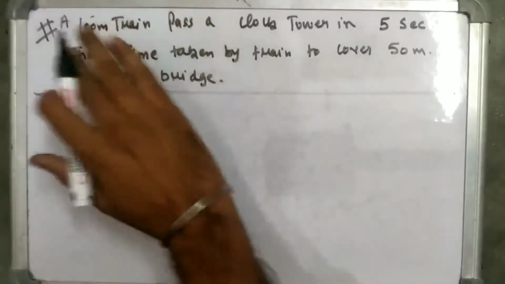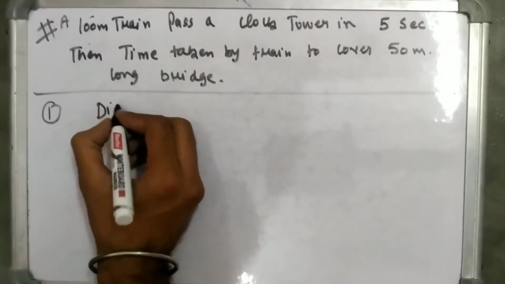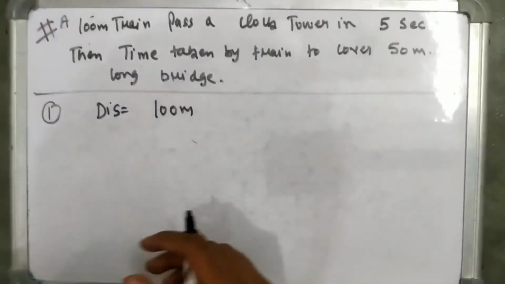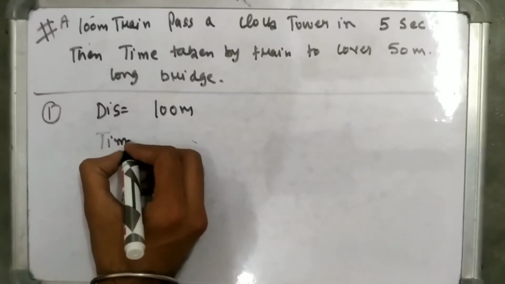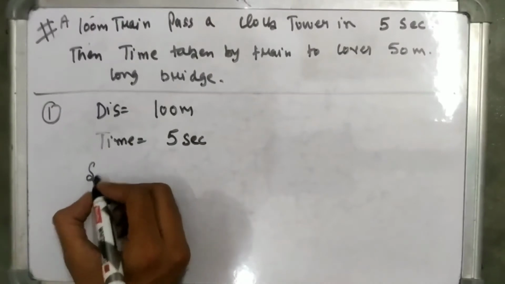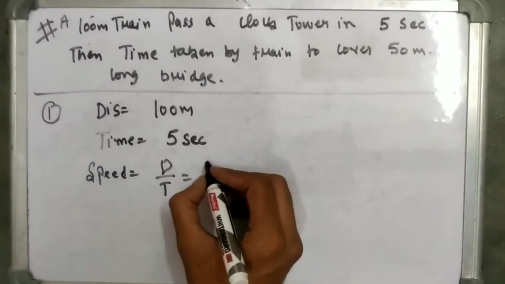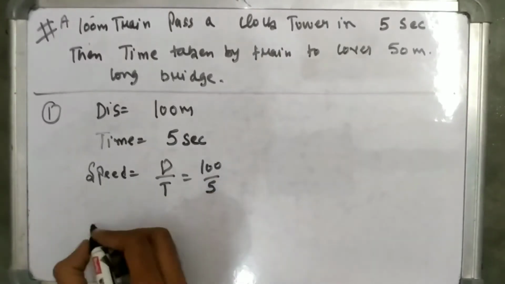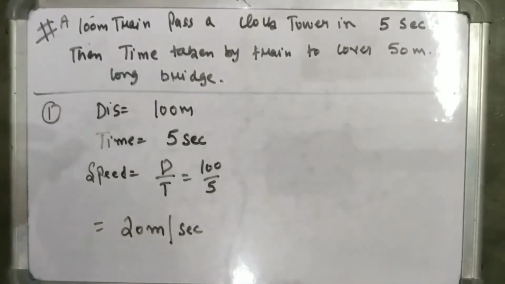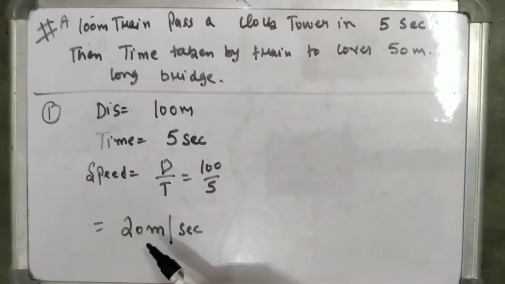So in the first part, the distance is 100 meter, which is the length of the train, and the time is 5 seconds. So what is the speed? You know the formula is distance upon time. So 100 by 5 is 20 meter per second. Please keep in mind, we have 100 meter and seconds, so you write here meter per second.